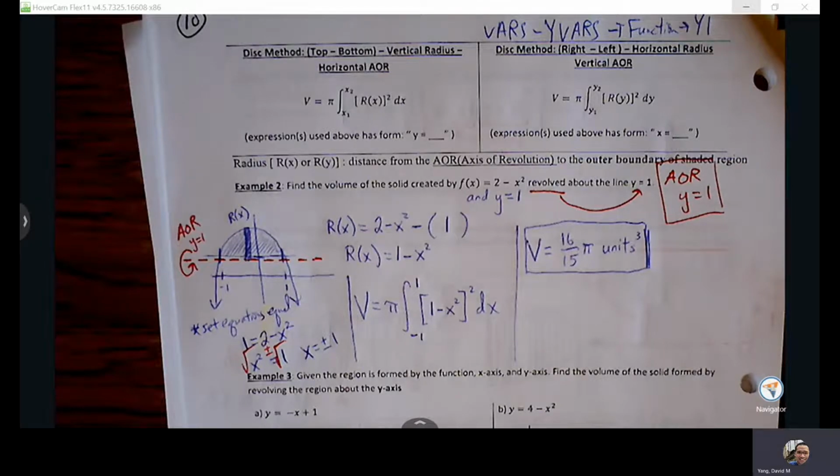Any questions about top minus bottom and all the steps involved there?